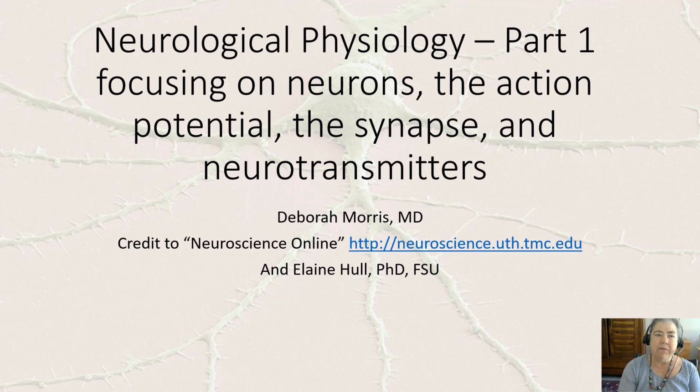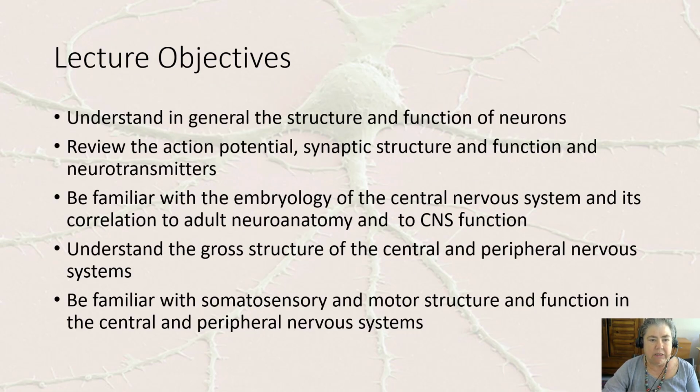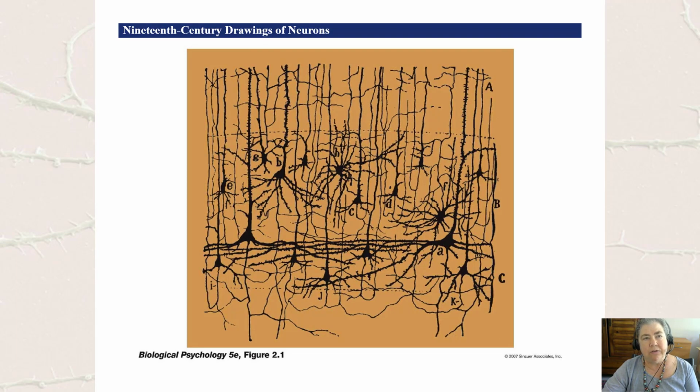So, we'll start by focusing on neurons, the action potential, the synapse, and neurotransmitters. And then we'll move on to talk about the embryology of the central and peripheral nervous systems, primarily the central nervous system, and the gross structure of both the central and peripheral nervous systems, and then the sensory motor system and the motor pathways, and how that information is transmitted within the central and peripheral nervous systems.